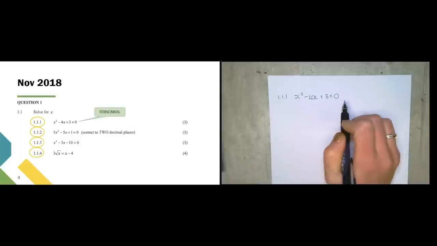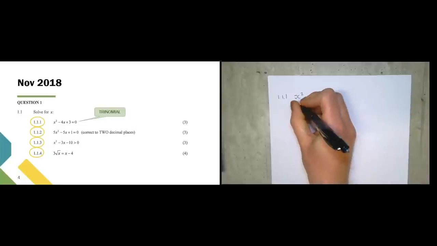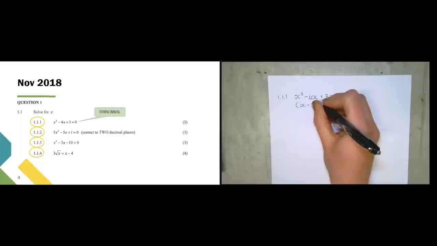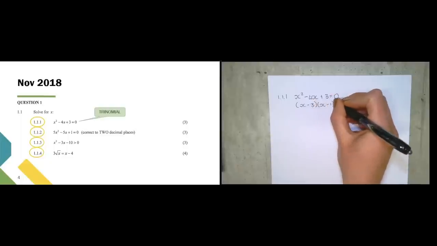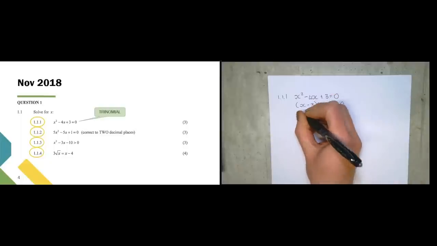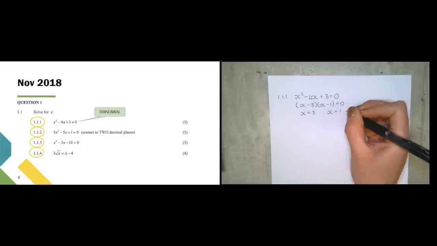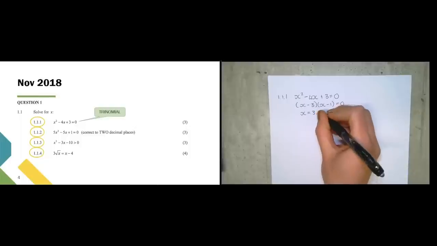This equation is already in standard form, which means it says equals 0, and I can factorize this. This is a trinomial. If I factorize my trinomial, my brackets are x minus 3 and x minus 1 equals 0, which means x was equal to 3, or x was equal to 1. Those are my two solutions.